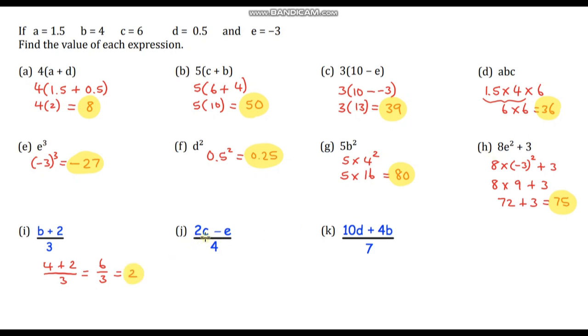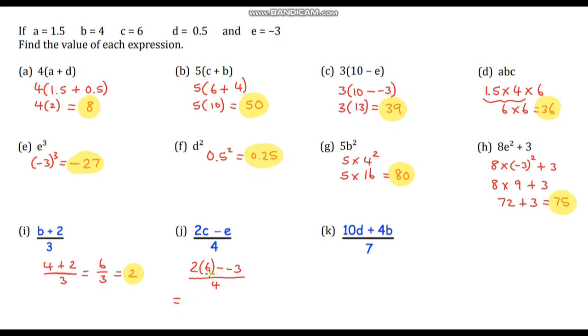Question J, we've got 2c minus e and then all of that divided by 4. So 2c, that's going to be 2 times 6. And then we're going to subtract e. And e is negative 3. So again, we're subtracting negative 3. We are not adding 3. So just be careful about that. And then all of that is being divided by 4.